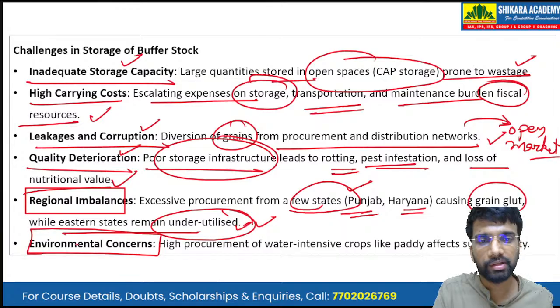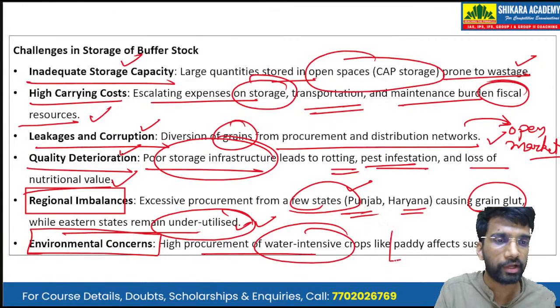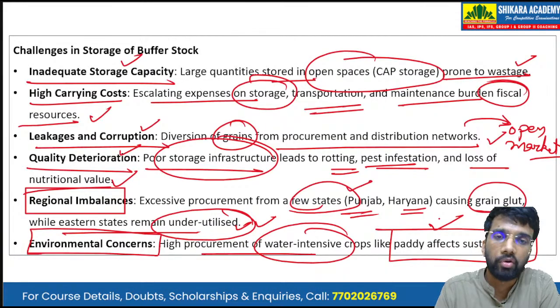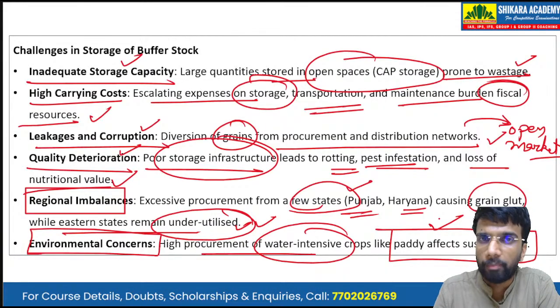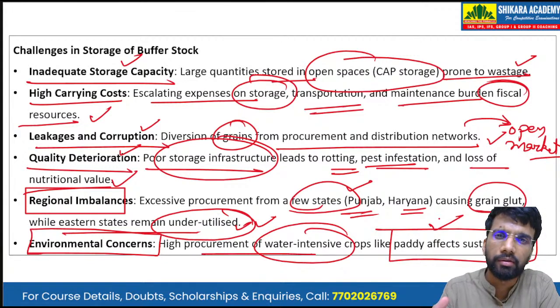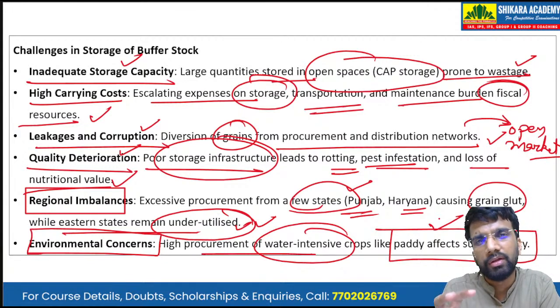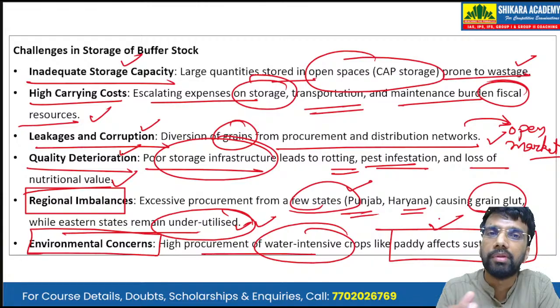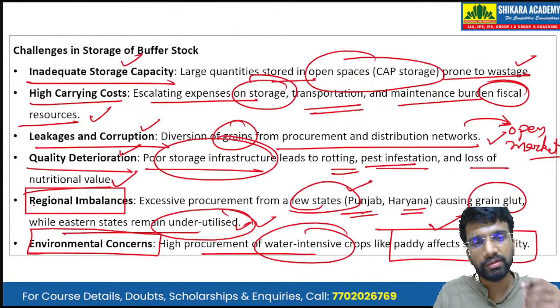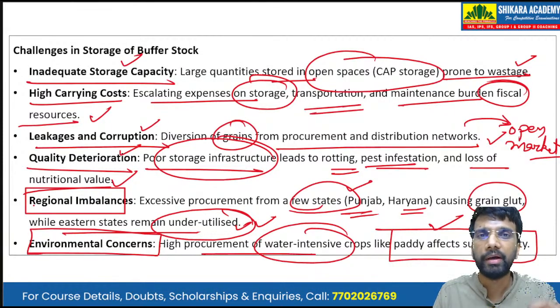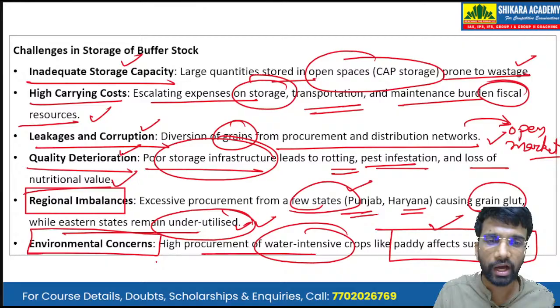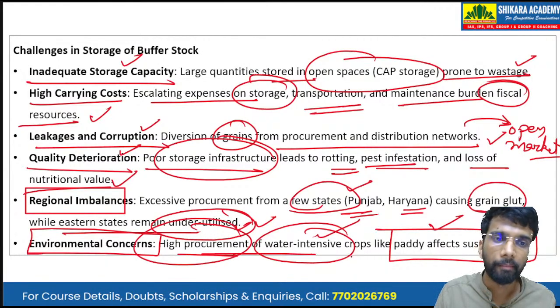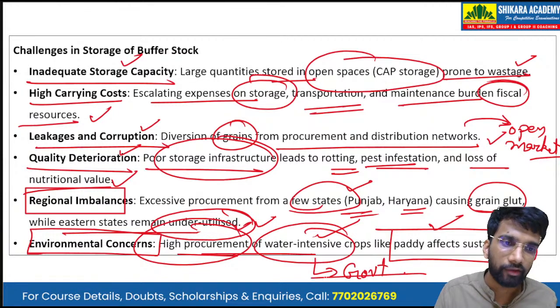Then there are environmental concerns, that is, high procurement of water intensive crops like paddy affects sustainability. Now we all know that rice or paddy is a very water intensive crop, and the soil in states like Punjab and Haryana is not suitable for the cultivation of paddy. But still, the farmers of these states grow a huge amount of paddy, because they know that the government will incentivize them by providing the MSP. So the high procurement of water intensive crops by the government affects sustainability.